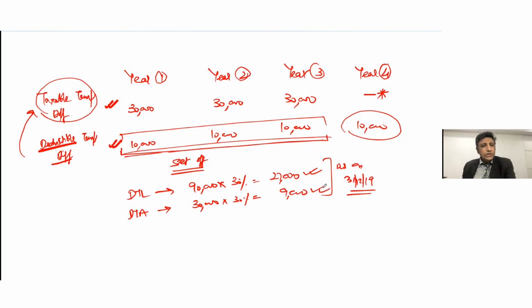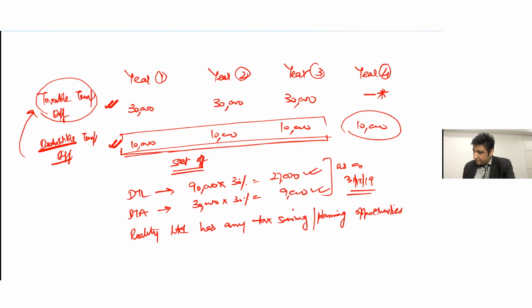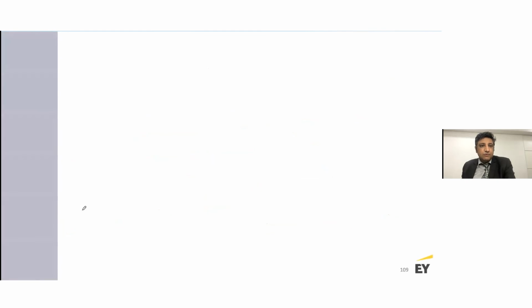All right. The only option that we want to highlight here further is that if Reality Limited has any tax saving or tax planning opportunities, right? Only if there are tax planning opportunities available, this particular DTA may be created on this entire 40,000 there. All right. Let's have a look at the formal solution.